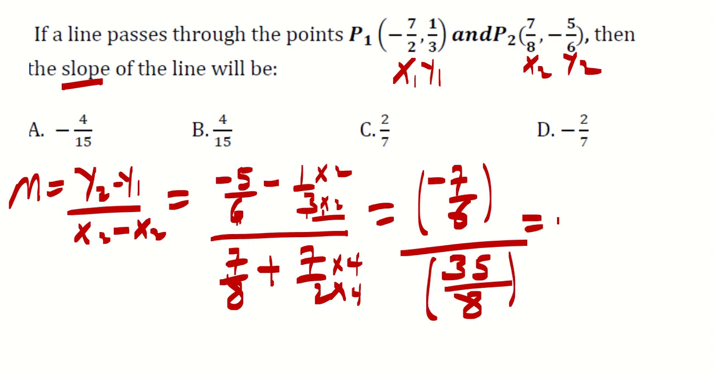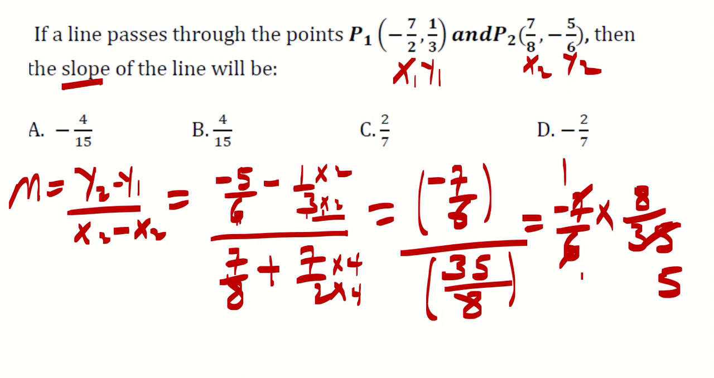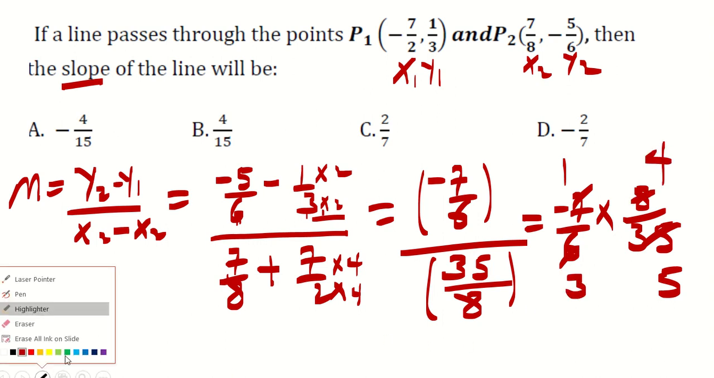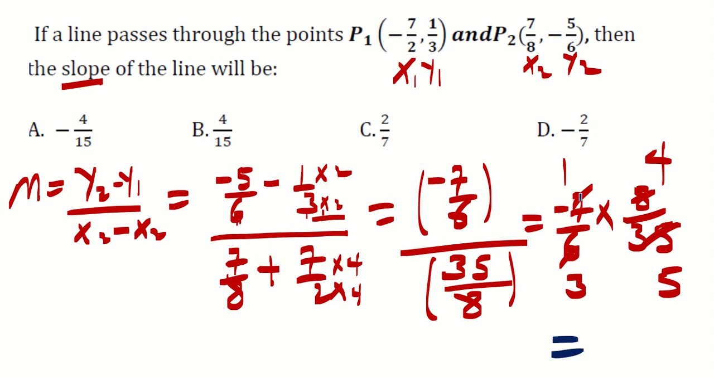Then the next step: negative 7 over 6 will be multiplied. We just flip the denominator, the lower fraction, or take the reciprocal, 8 over 35. Then 35, not 37 here. This one, 35, divided by 7 is 5, this by 7 is 1. This by 2 is 3, and this one by 2 is 4. Therefore, let's write the answer now. Finally, the answer is negative. Don't forget this negative. Negative 1 times 4 is negative 4 over 15. So the answer will be A.